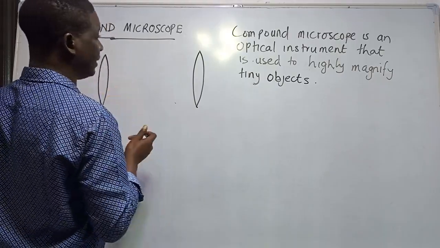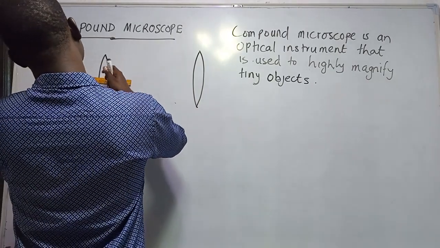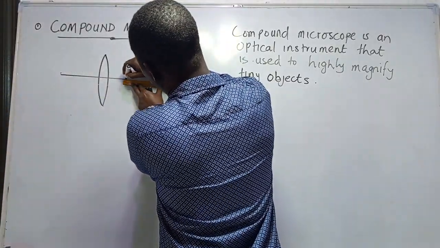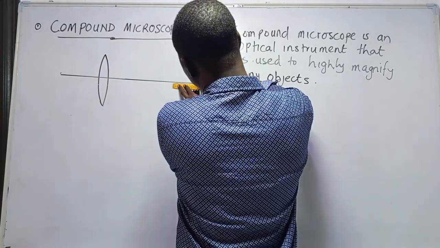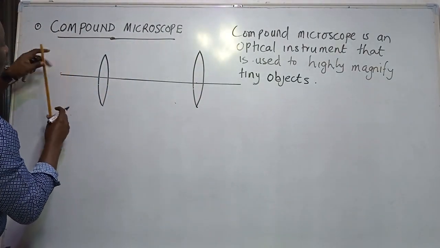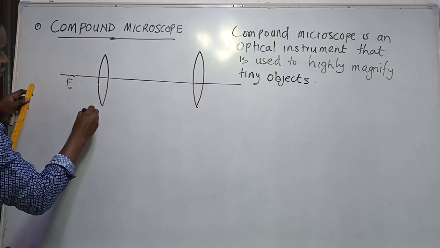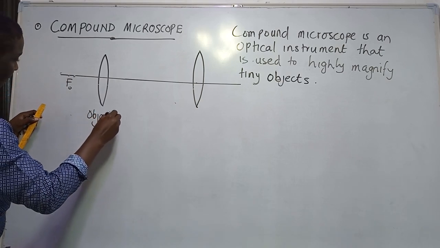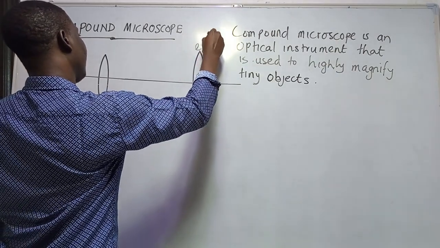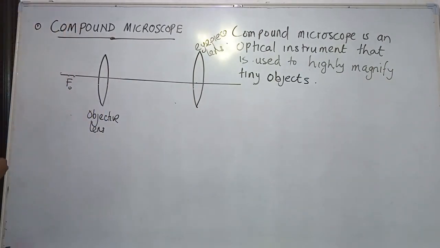We have two lenses. Don't forget, a compound microscope uses two lenses. Let me make a rough sketch. This is a rough diagram of a compound microscope. Now, you are going to have your object placed in front of the objective lens, and this is the eyepiece lens. We also call it the ocular lens. That is another name for it.